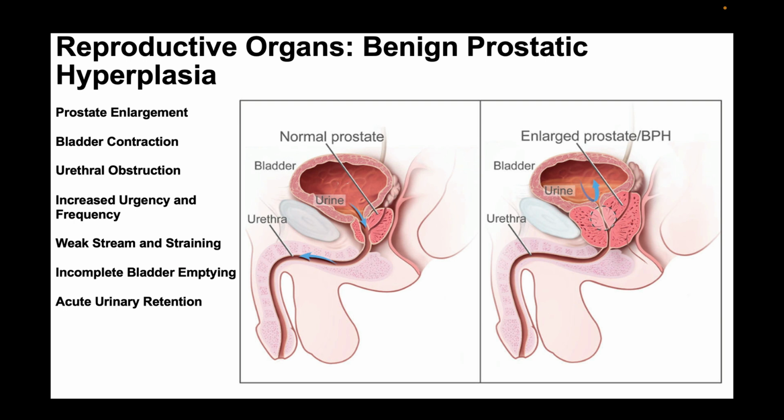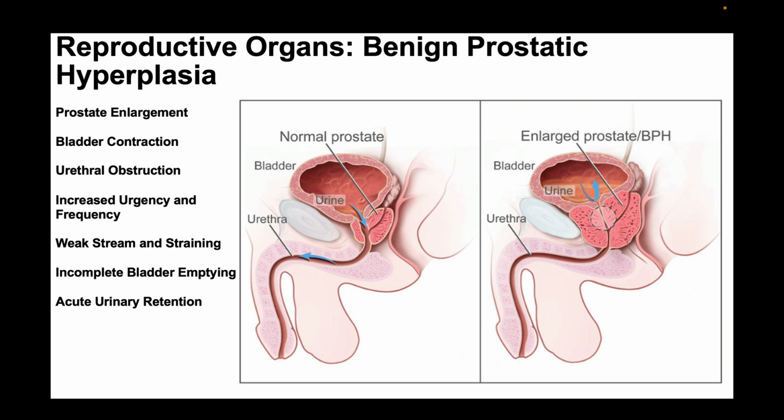Due to the compression of the urethra by the enlarged prostate, the flow of urine is obstructed. This can make it difficult for urine to pass through the narrowed urethra. The obstruction causes increased urgency to urinate and frequent trips to the bathroom. The individual may experience a sensation of not fully emptying the bladder even after urination. The urine stream may become weak or interrupted. The individual might have to strain or push to initiate urination, and it may take longer to complete.